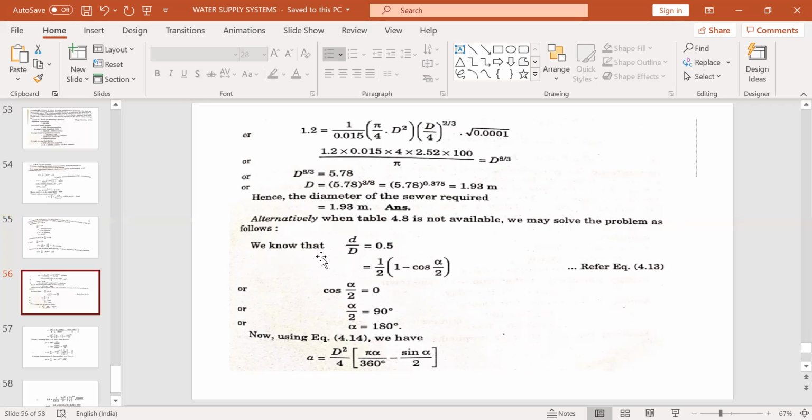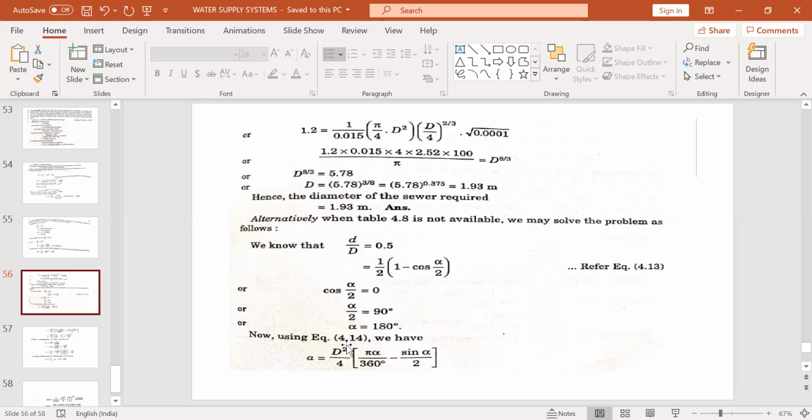So what we take is, we know that d by D is 0.15, and again in the formula small d by capital D is given by half into 1 minus cos of alpha by 2. Alpha is the central angle that is subtended. So cos alpha from this, d by D is half, so here also it will be half. So this half and this half will cancel out. So 1 minus cos alpha by 2 will be 0. Okay. So cos alpha by 2 will be 0. Alpha by 2 will be equal to 90 degree and alpha is 180 degree. That is, it is half full.